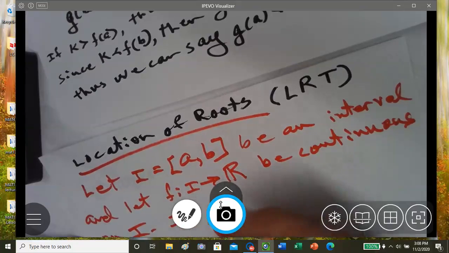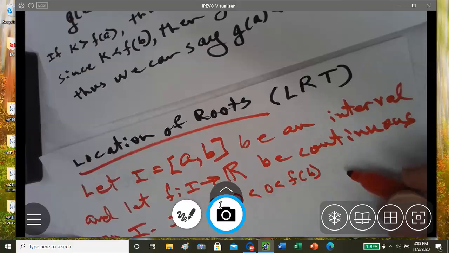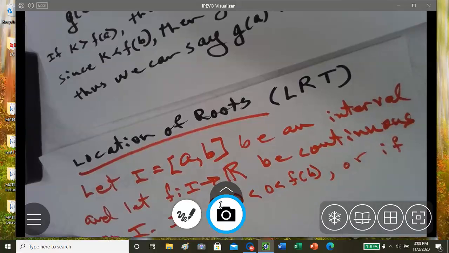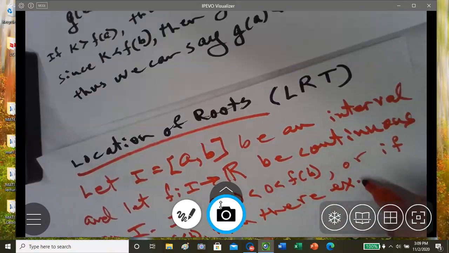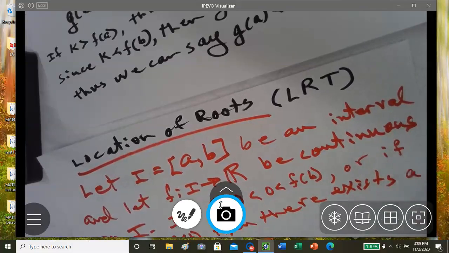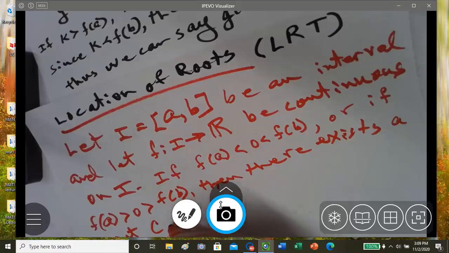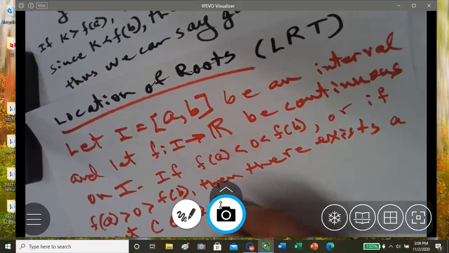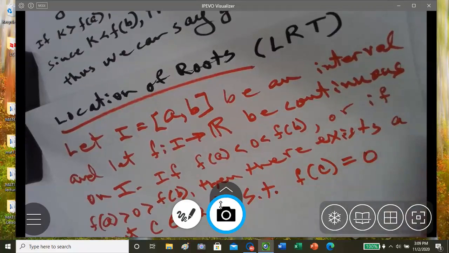So from here, if f of a is less than 0 and 0 is less than f of b, or if f of a is greater than 0 and 0 is greater than f of b, then there exists a point C that's an element within our interval (a, b), such that f of C equals 0. In other words, we find a root.